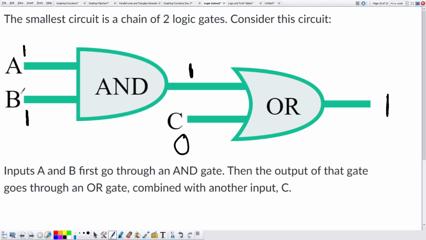If any of A and B were 0, the AND gate would produce a 0 as an output. So if B was a 0, then the output of the AND gate would be a 0. And in order for us to have a total output of 1, the C would have to be a 1 as well.